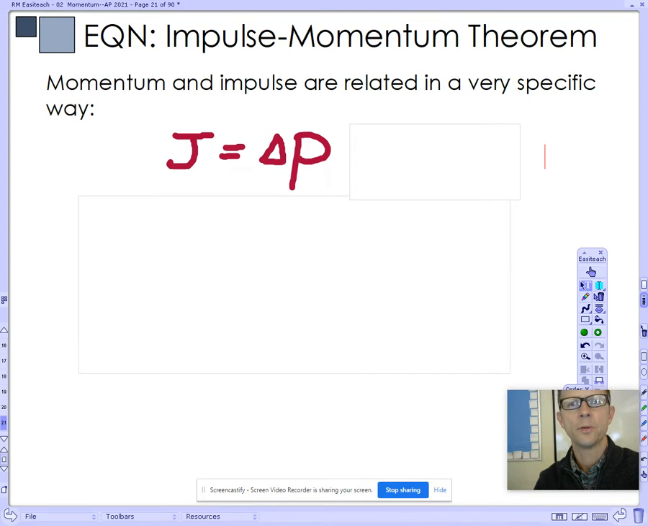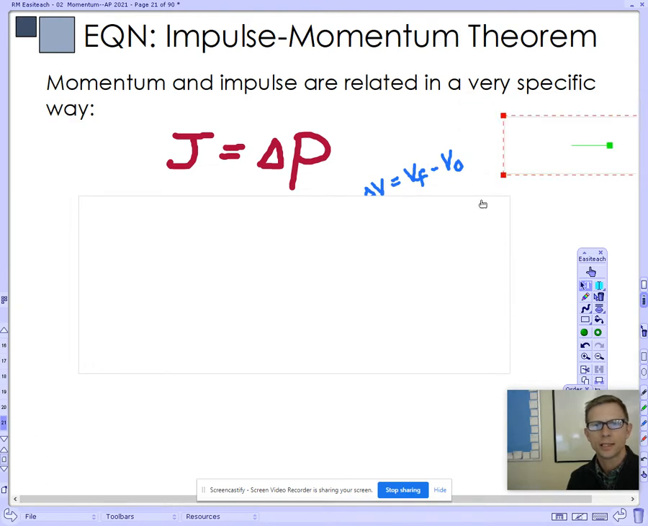Let me help you with the impulse momentum theorem. Kind of like the work kinetic energy theorem and kind of like Newton's second law, as I showed you in a previous slide. J represents impulse and P represents momentum. So yes, you should sort of think of them as being equal to each other. But more specifically, write this down if you choose to: you should think of the impulse as having given the object additional momentum.